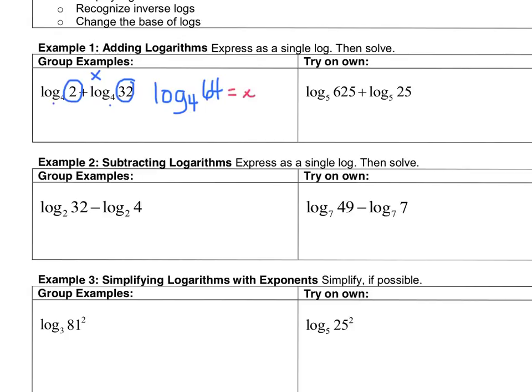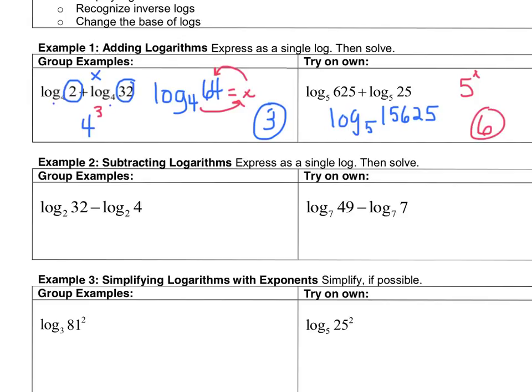Now we just solve that. In other words, 4 to what power equals 64. It turns out 4 to the third is 64. So the answer to the problem is 3. When you try the next one on your own, you should get log base 5 of 15,625. And when you try to figure out 5 to what exponent equals 15,625, you'll come up with 6.